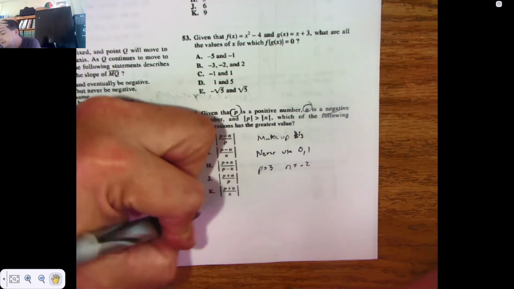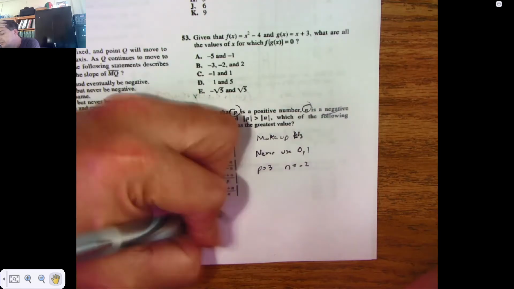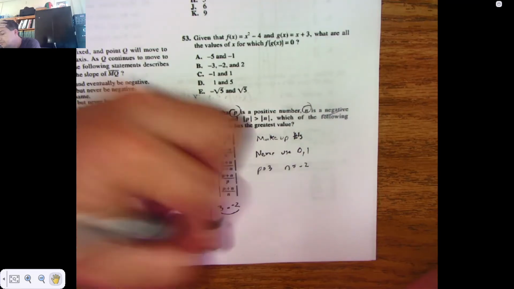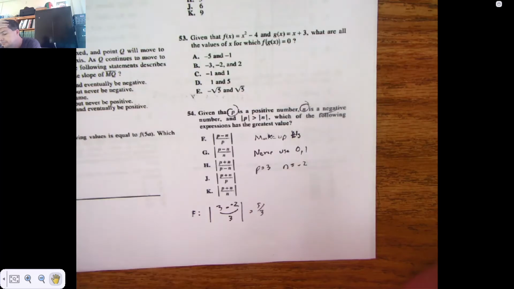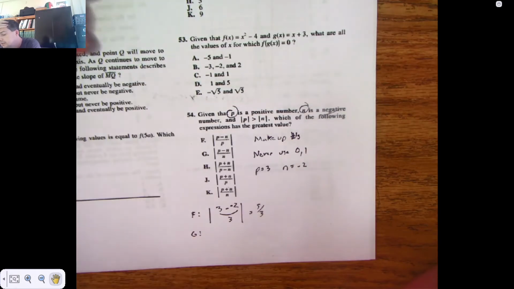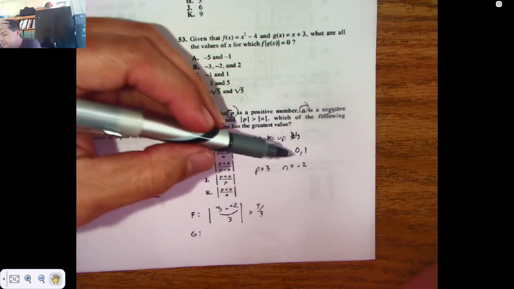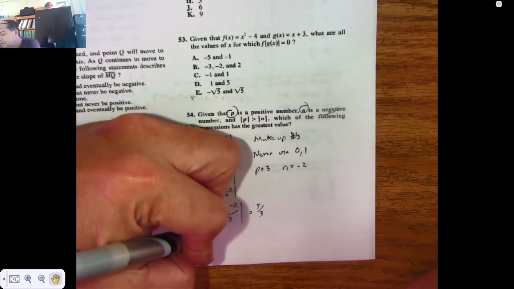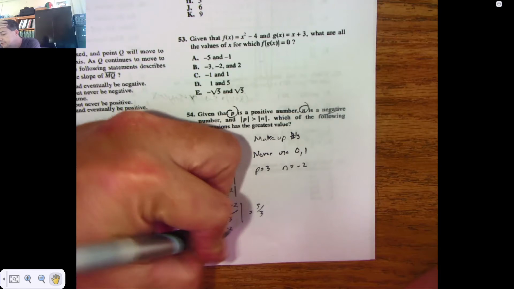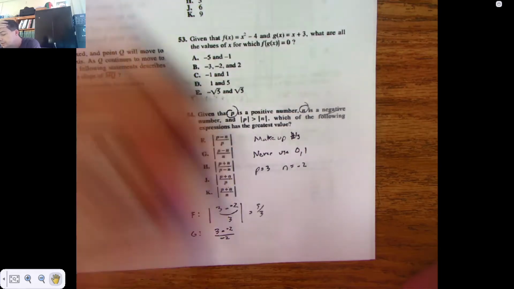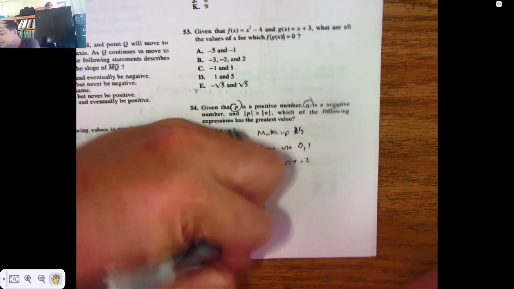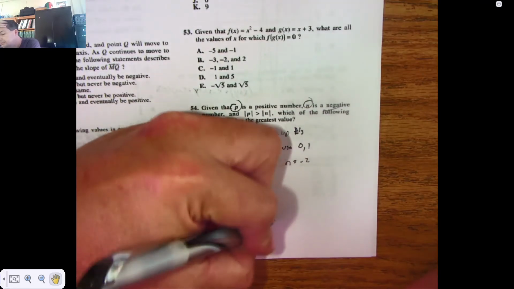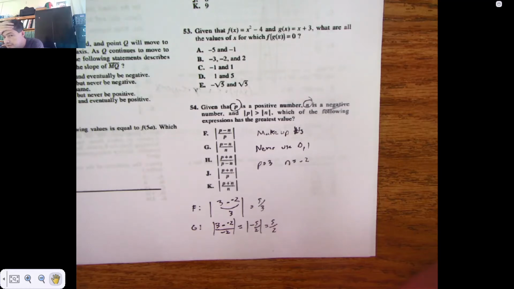If I choose choice F, I'd have the absolute value of 3 minus a -2 over 3, which is going to end up being 5 over 3. Plug into G. Very similar here, except we're dividing by a -2. So it's 3 minus a -2 over -2. This is absolute value by the way, that ends up being the absolute value of -5/2, which is 5/2. That's winning so far. That's bigger than 5/3. I hope you understand that.